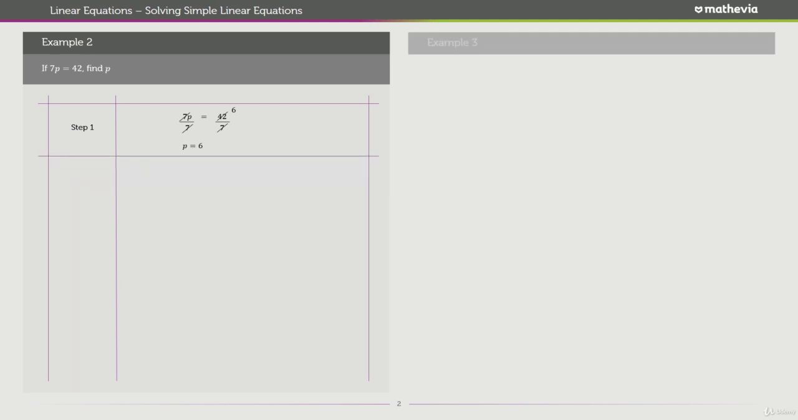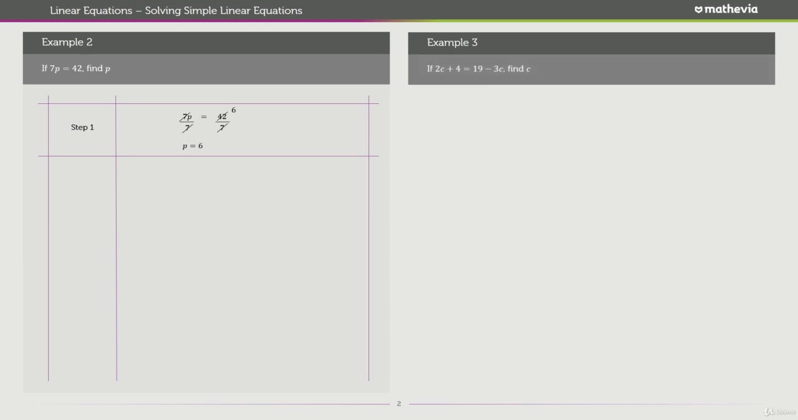Let's do another example. Now example 3. Example 3 says, if 2c plus 4 equals 19 minus 3c, find c. Interesting. Now we have something quite interesting here, because we have two instances of our variable in this case. We have 2c and we have 3c on the right as well. So how do we approach this?